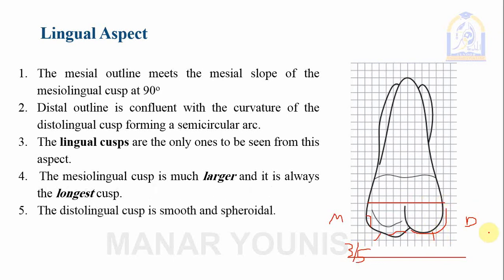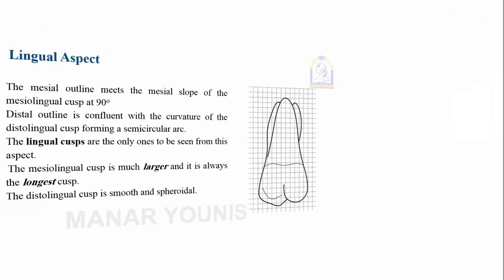The distolingual cusp is smooth and spheroidal, and the cusp slopes have no angulation. It will form a semicircular arc.